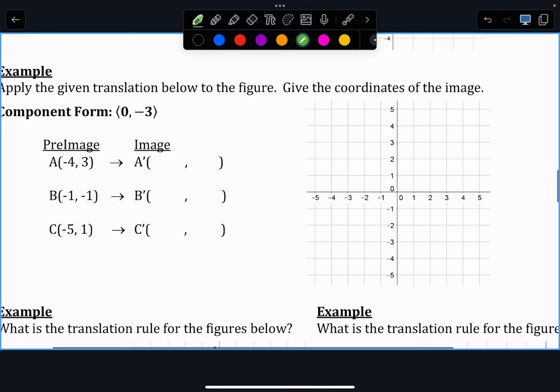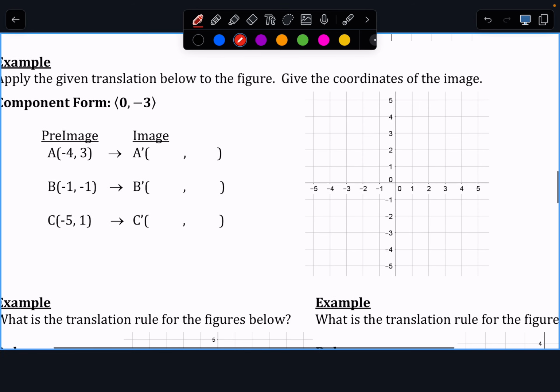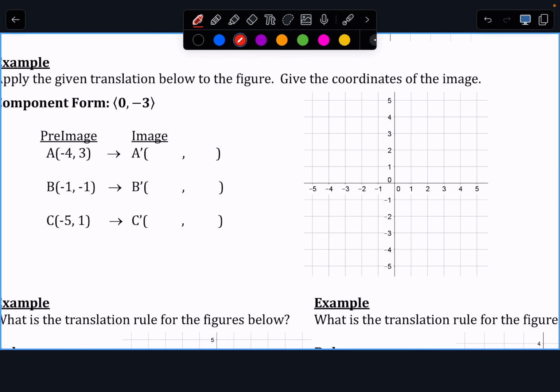So I'm going to go ahead and plot. -4, 3 is A, -1, -1 is B, and -5, 1 is C. Do you agree with where I have these 3 coordinates plotted?